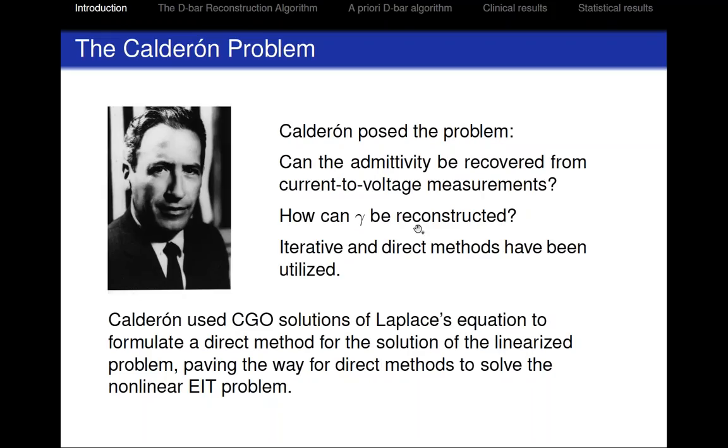So he proposed a method for the linearized problem. It was a direct method. It used complex geometrical optic solutions of Laplace's equation to reconstruct the conductivity from the Fourier transform. And this paved the way for direct methods for solving the nonlinear EIT problem. Historically, both iterative and direct methods have been utilized, but mostly iterative methods were used until more recently.